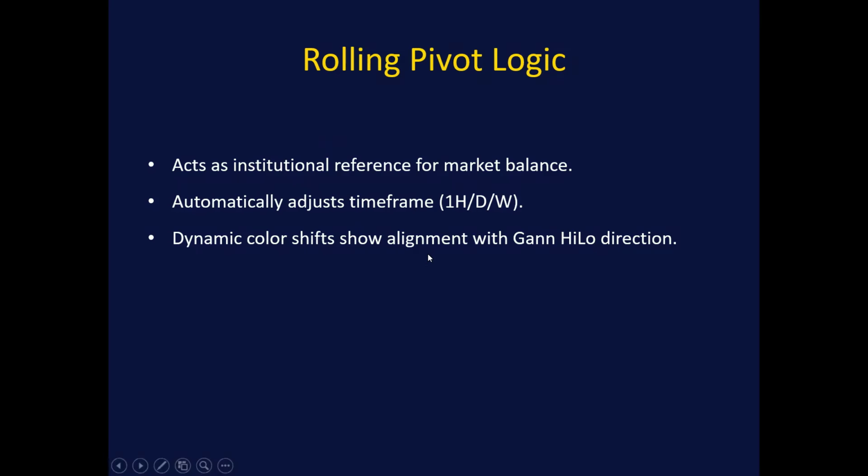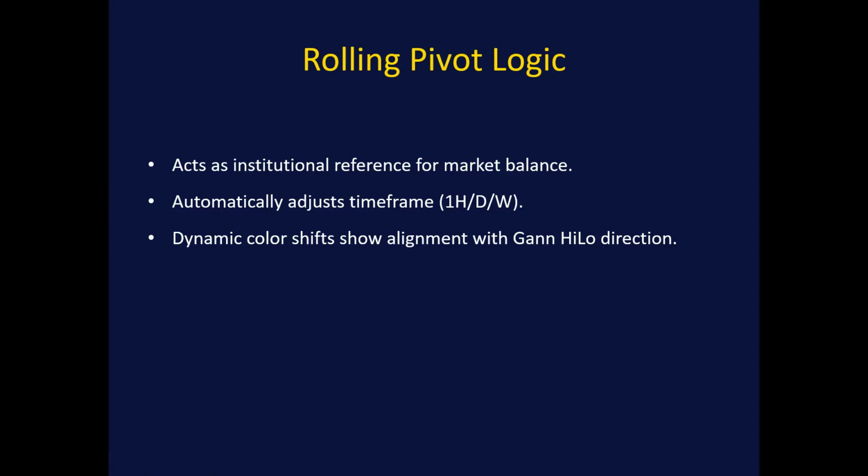Rolling pivot logic acts as an institutional reference for market balance, and it has been coded to automatically adjust for the time frame, whether it is hourly, daily, or weekly. It automatically adjusts. You need not do anything. It has been coded so nicely, and it is a dynamic rolling pivot. It's not a static one.